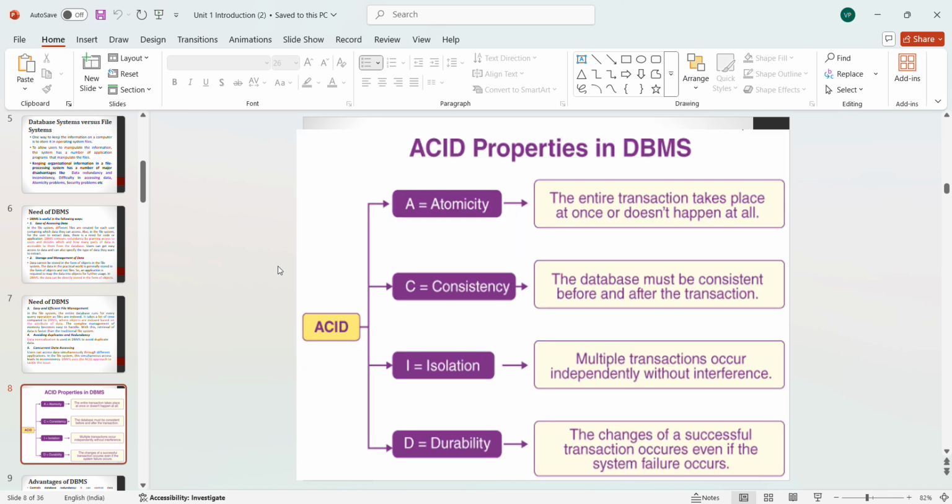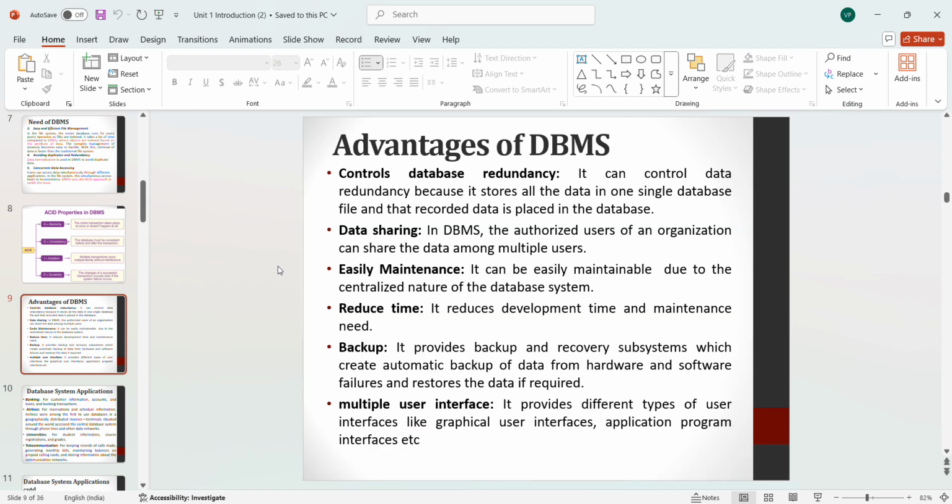Now, what are ACID properties in DBMS? In ACID, A stands for atomicity: the entire transaction takes place at once or doesn't happen at all. C stands for consistency: the database must be consistent before and after the transaction. I stands for isolation: multiple transactions occur independently without interference. D stands for durability: the changes of a successful transaction persist even if a system failure occurs.